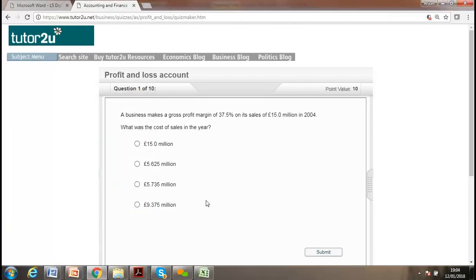Which one you think is right? Okay, we need to calculate the cost of sales. My profit is 37.5%. So if from 100%, you take out 37.5, how much percent will be left? 62.5, yes.